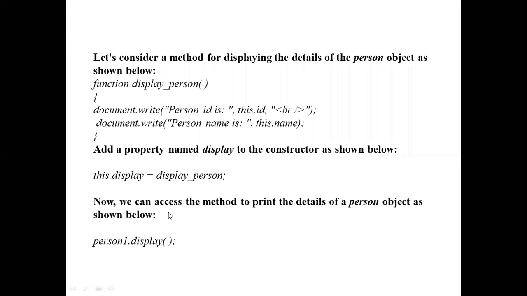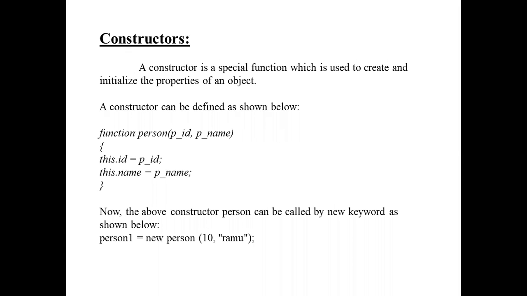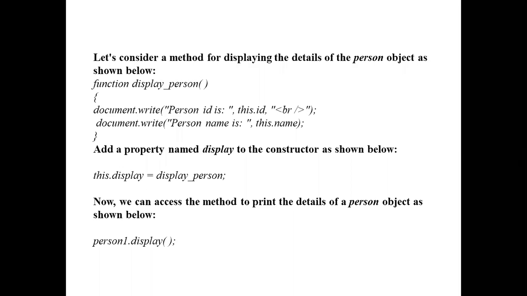Next, if you want to print the details of the person object, use person1.display, that is, the display function accessed using the newly created object. Person1 is the newly created object whenever the constructor is called. So what is display here? this.display = display_person. Here display_person prints the two output statements.